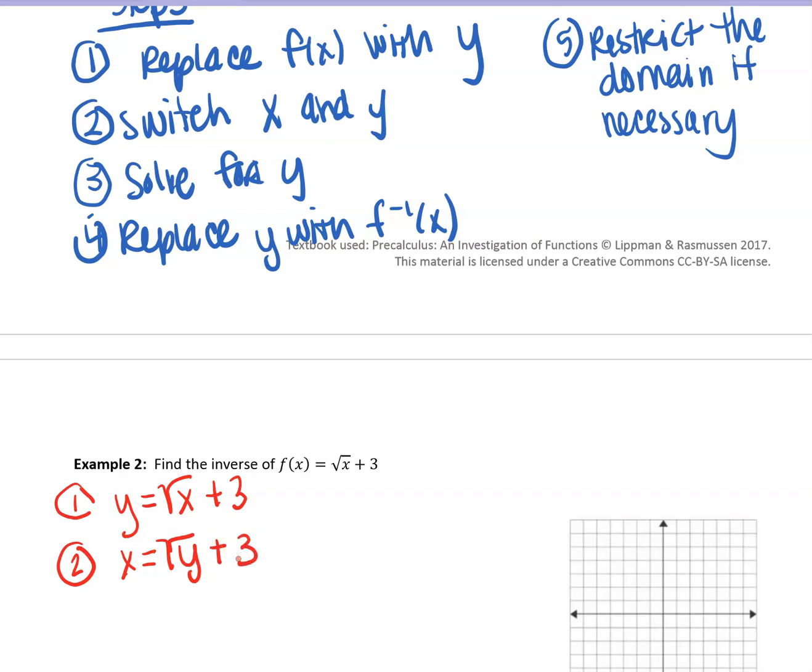Step three, solve for the new y. So I'm going to get this y completely by itself. So I'm going to subtract 3. Make sure you follow order of operations. So this gives me x minus 3 equal to the square root of y.